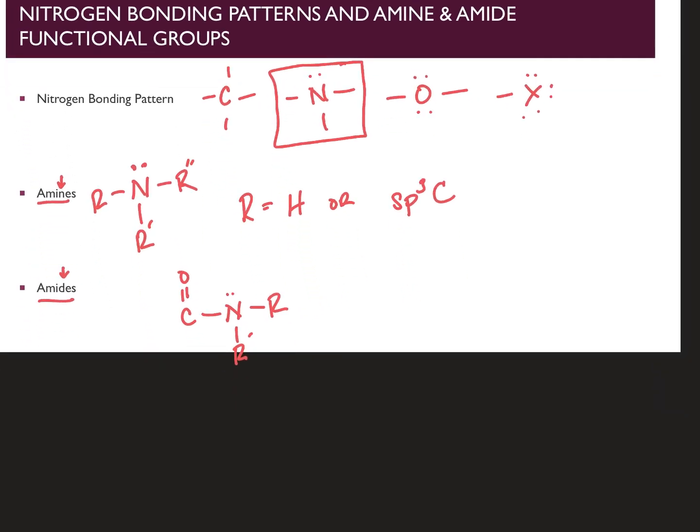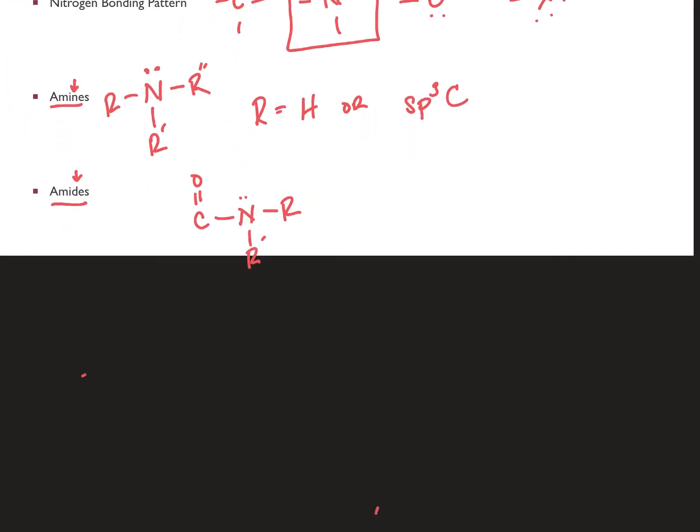So let's just look at a few quick specific examples. Here would be the structure of an amine. We have 2 R groups that are carbons and 1 R group that is a hydrogen. We have the lone pair on nitrogen, and we also want to notice that the carbons that the nitrogen is directly attached to are both sp3.